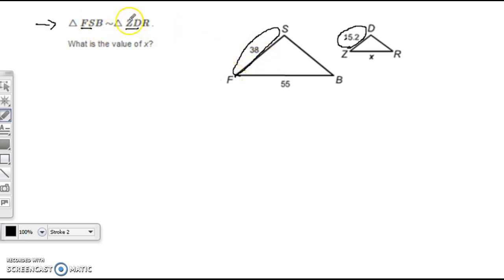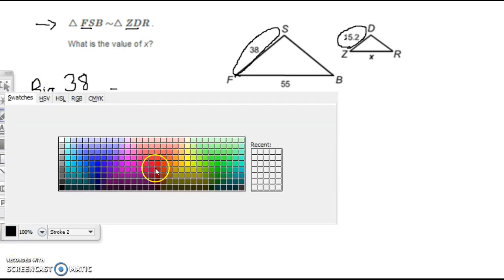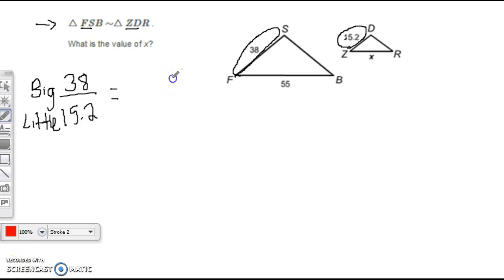Because they're similar, I'm going to set up the side lengths proportional. So I'm going to set up some proportions. I'm going to say 38 over 15.2 has to equal, and I like to label it to give myself a note of what I did. I did the big triangle over the little triangle. So I need to make sure that my second fraction is also the big triangle over the little triangle. I got to make sure I line them up correctly.